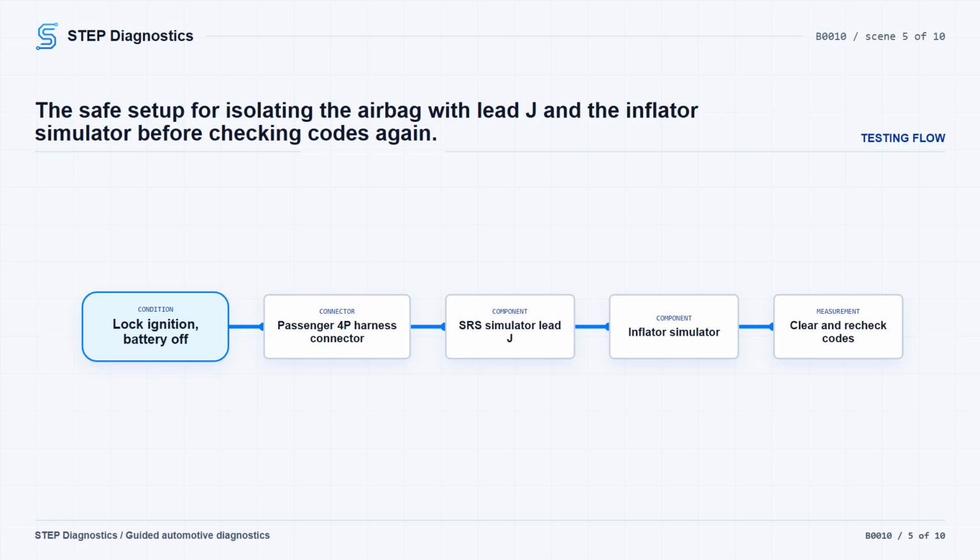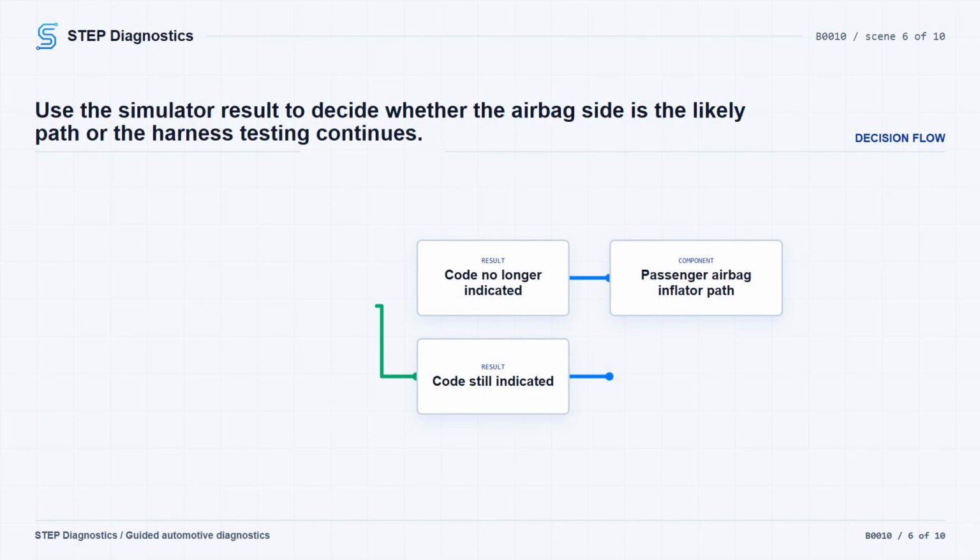Connect SRS simulator lead J to the SRS inflator simulator using the 2 omega connectors. Then connect lead J to the passenger airbag inflator 4P connector on the dashboard wire harness. Reconnect the negative battery cable. Clear the codes with the HDS. Turn the ignition switch to on (II). Wait for 10 seconds and check the codes again.